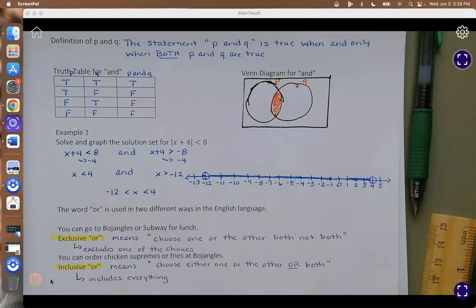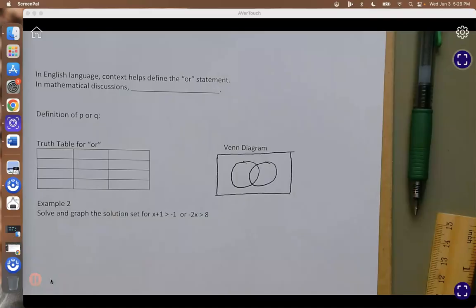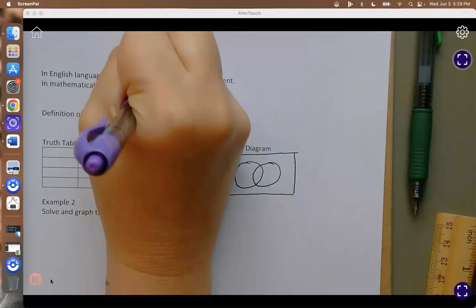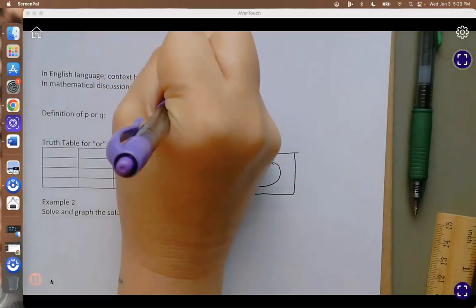Okay, so or can be thought about in the English language two different ways. Okay, so if you need to pause that to write that down, feel free to do so. But in the English language, context helps define the or of the statement. In mathematical discussions, okay, math is not as nitpicky, so the inclusive or is used.